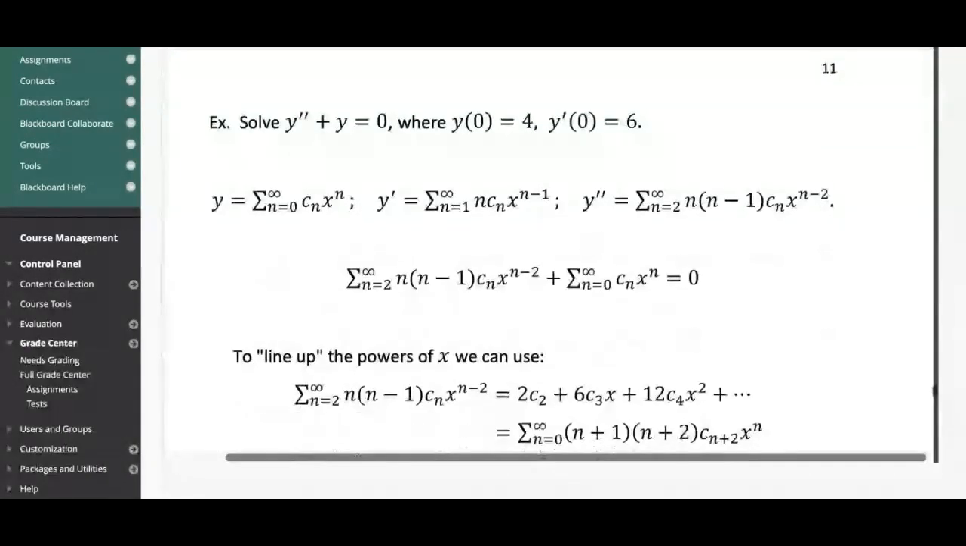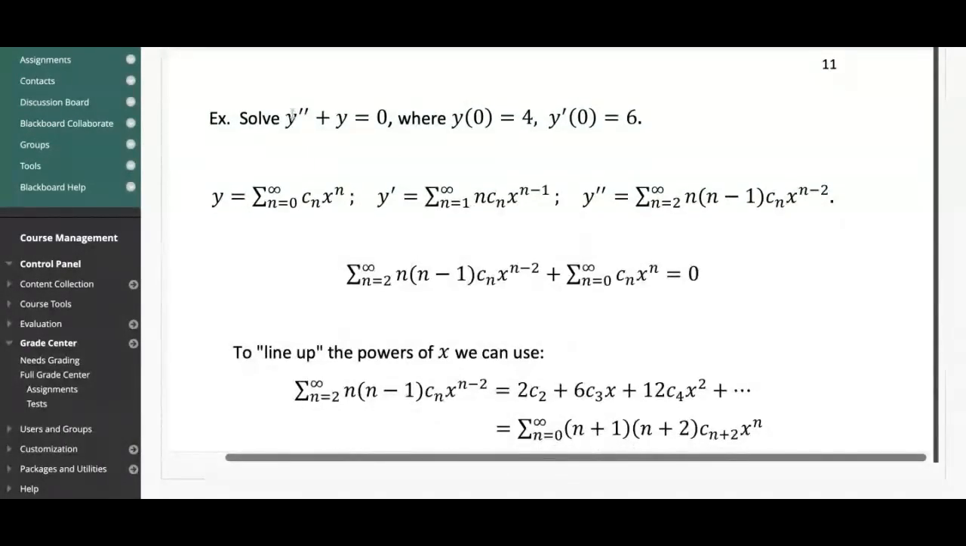Okay, let's see this example. So we have y double prime. We're given two initial conditions. We want to get a unique particular solution. Again, we say, okay, y is this power series, y prime has this form, and y double prime, we keep applying the power rule, right? We get n times n minus 1, but now x raised to n minus 2, right?